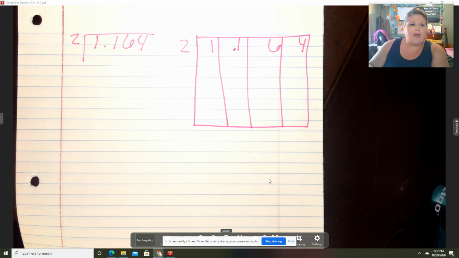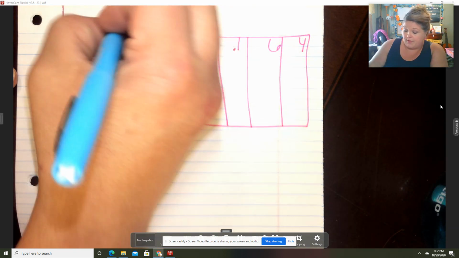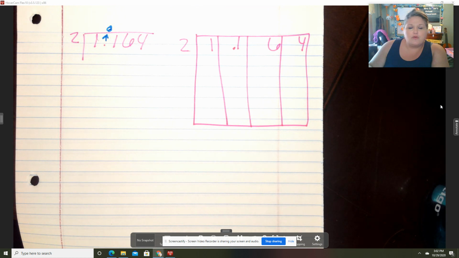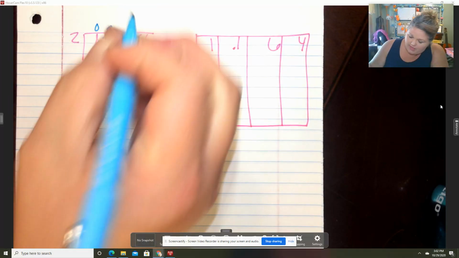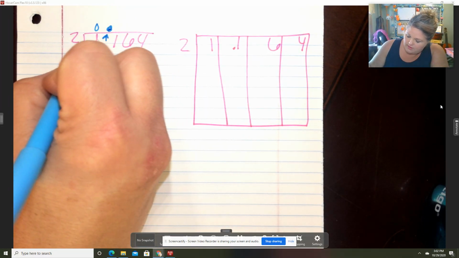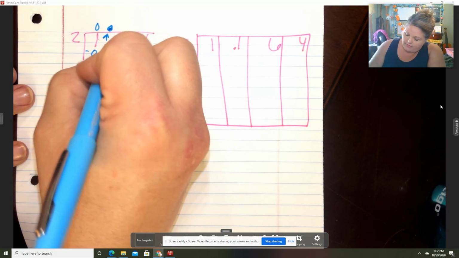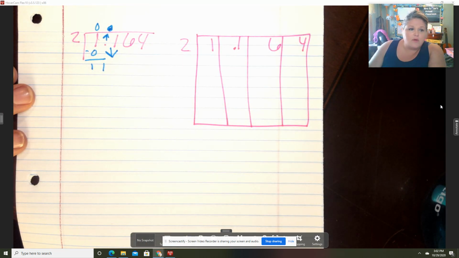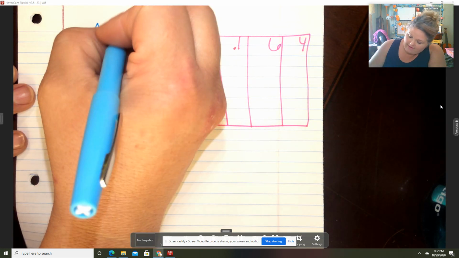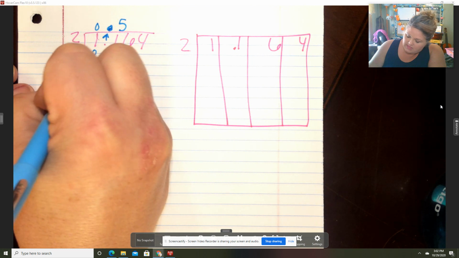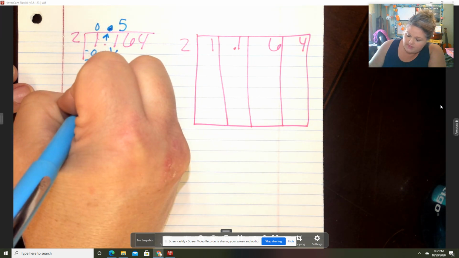Okay. So how many times? Well, the first thing is to bring up that decimal. That is the number 1 rule. 2 goes into 1 0 times. 0 times 2 is 0. And that leaves me 1. Now I need to bring the other one down. 2 goes into 11 5 times. 5 times 2 is 10. 11 minus 10 is 1.